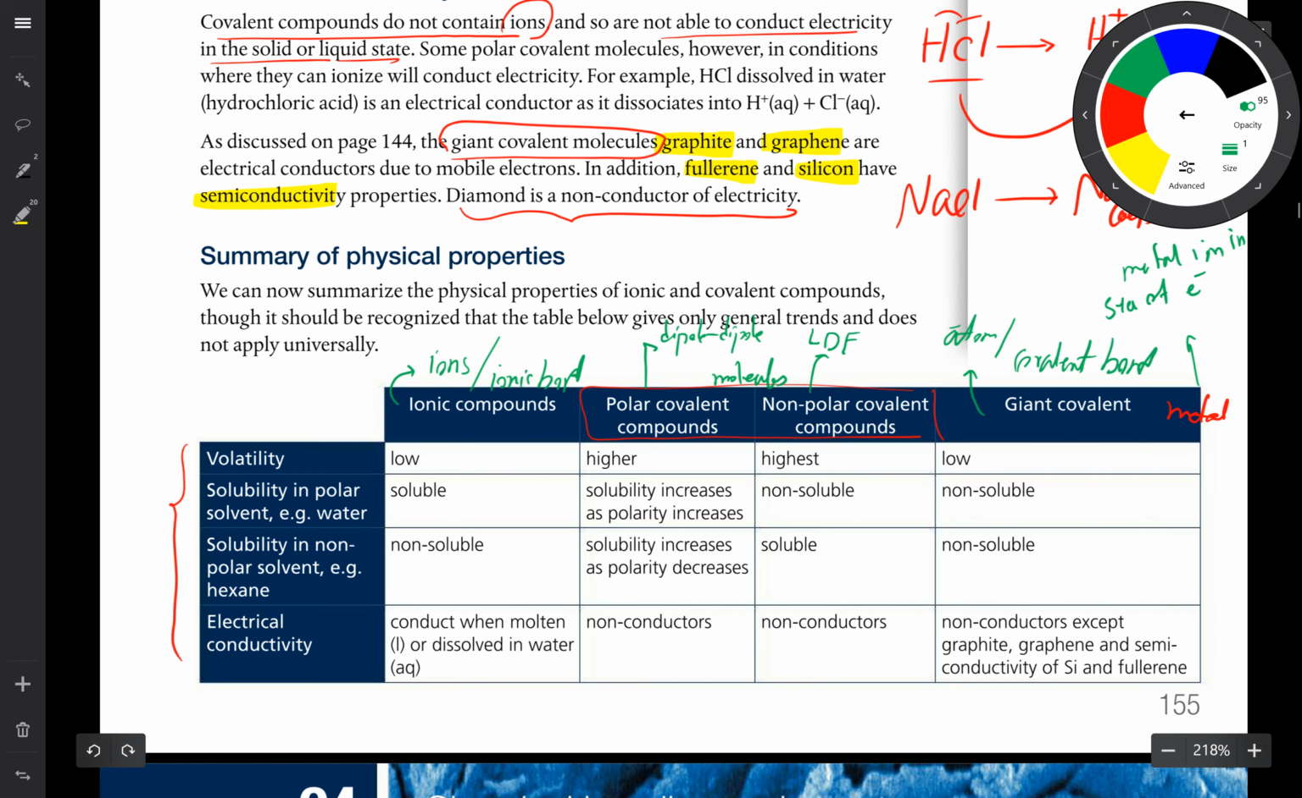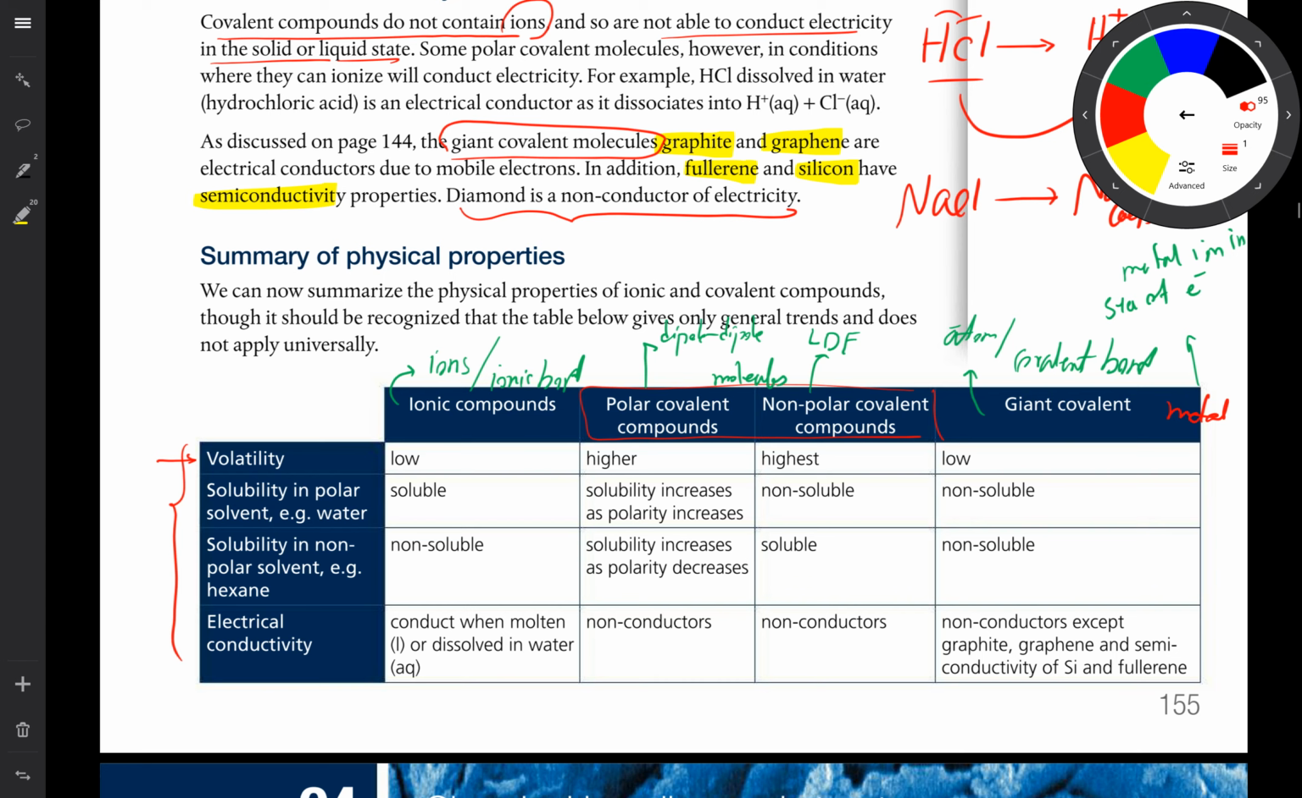And the attraction between the metal ion and the sea of electrons is a strong electrostatic attraction. So, based on these attractions which are available between their base units, we can predict their volatility. Volatility is the ease of vaporization. So when we say something is very volatile, it means it can easily go to the gas phase.